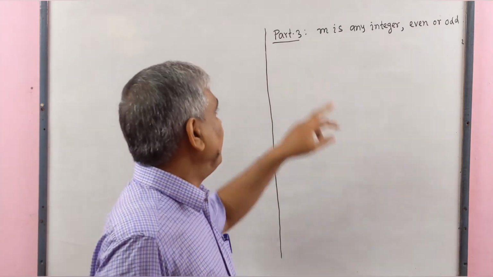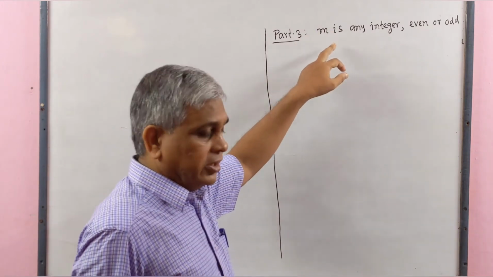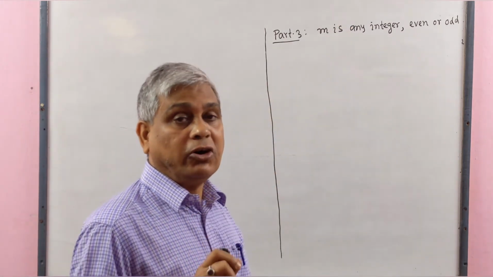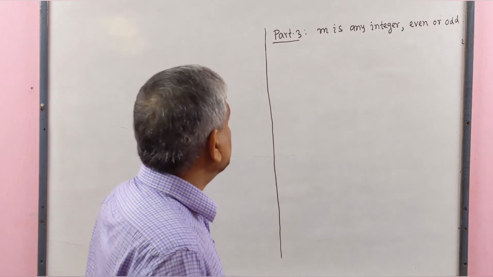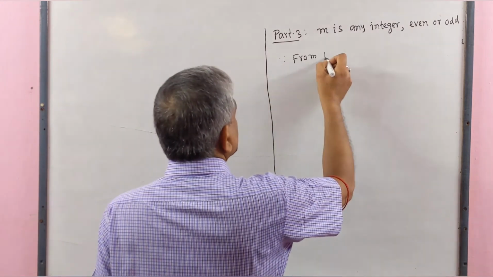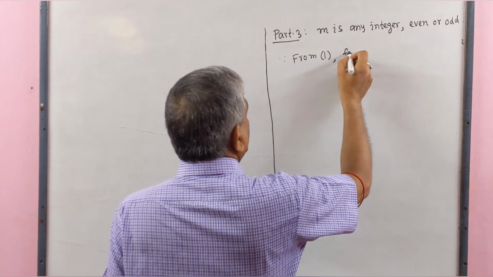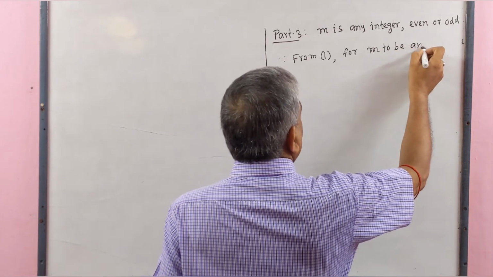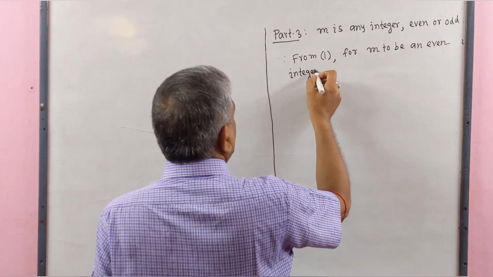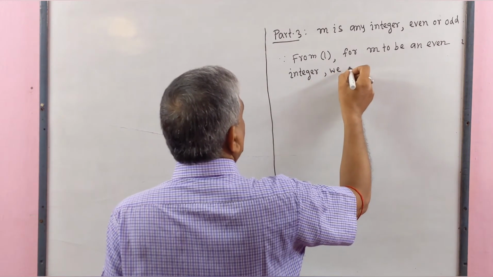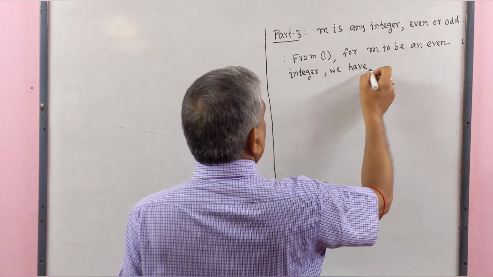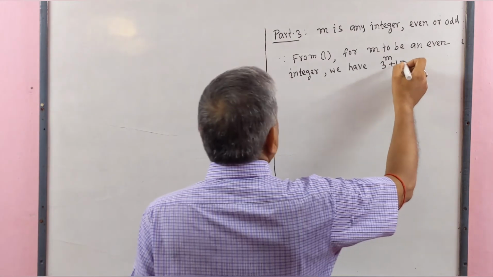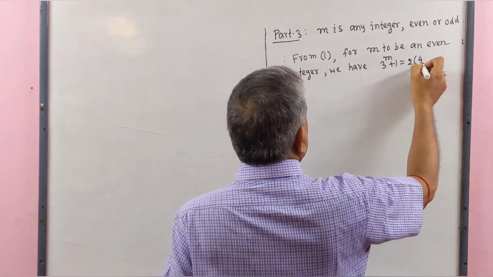Now we solve part 3. Here m is any integer, even or odd. Since from 1, for m to be an even integer, we have 3 to the power m plus 1 equals 2 multiplied by (4n plus 1).